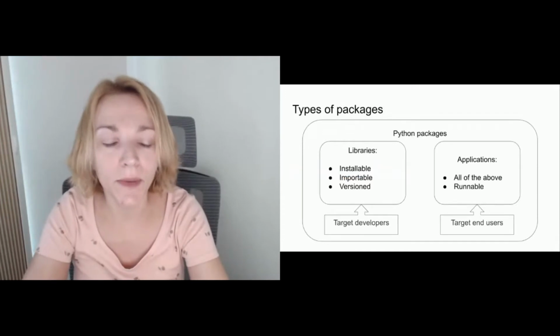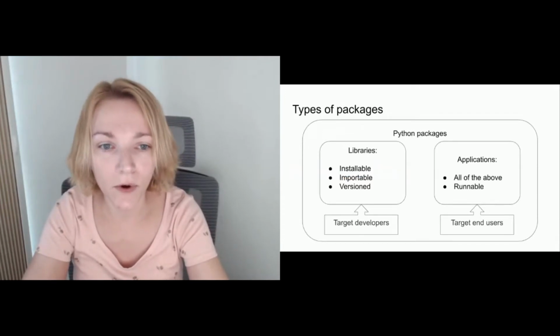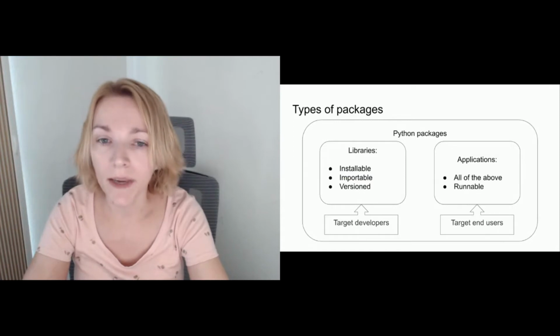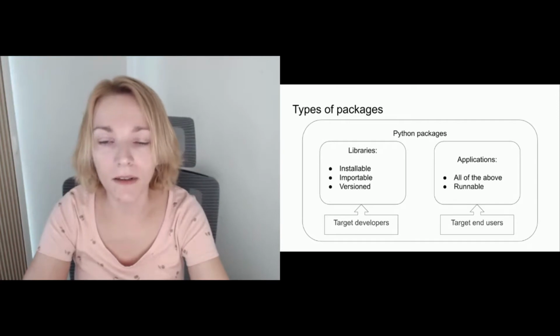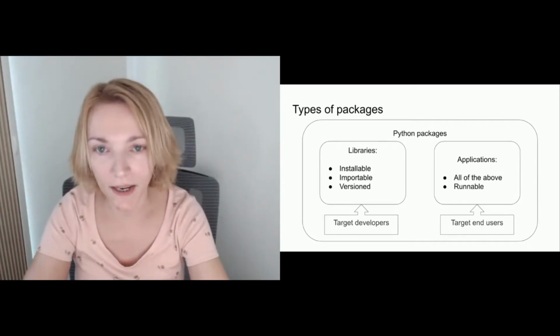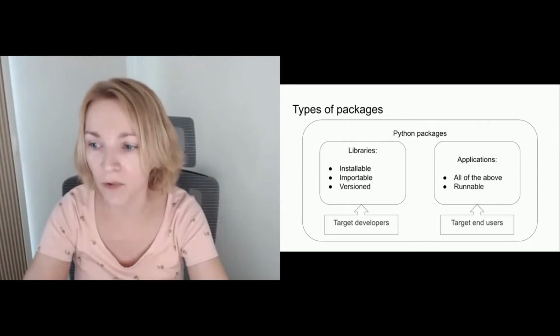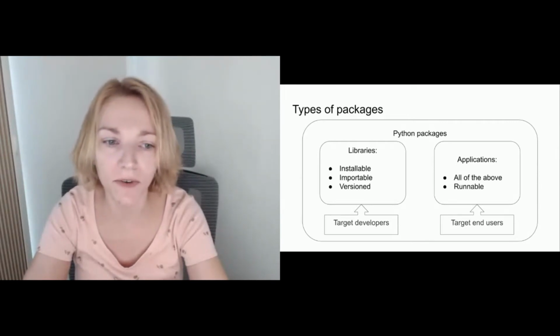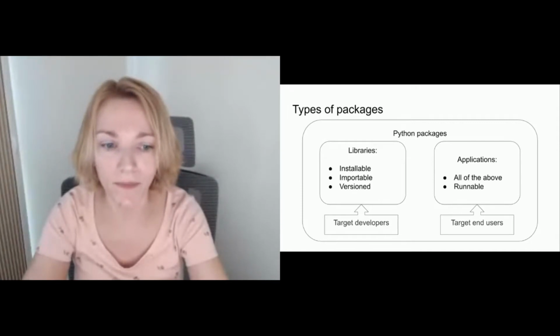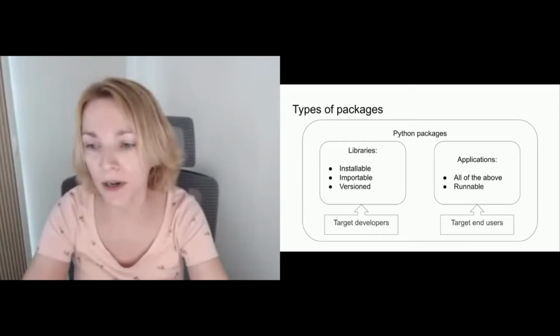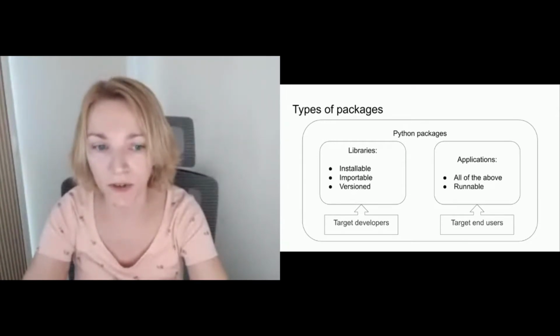Python has two main types of packages. First of all, it's Python libraries. Python libraries have the following features. They are installable, importable, and versioned. What does it mean? Well, you run a command to install a library, and then you can import things from the library. So the library is going to expose functions for people to import. And of course, libraries are versioned. Libraries are written usually to target developers, not end users. They are useful for other applications.